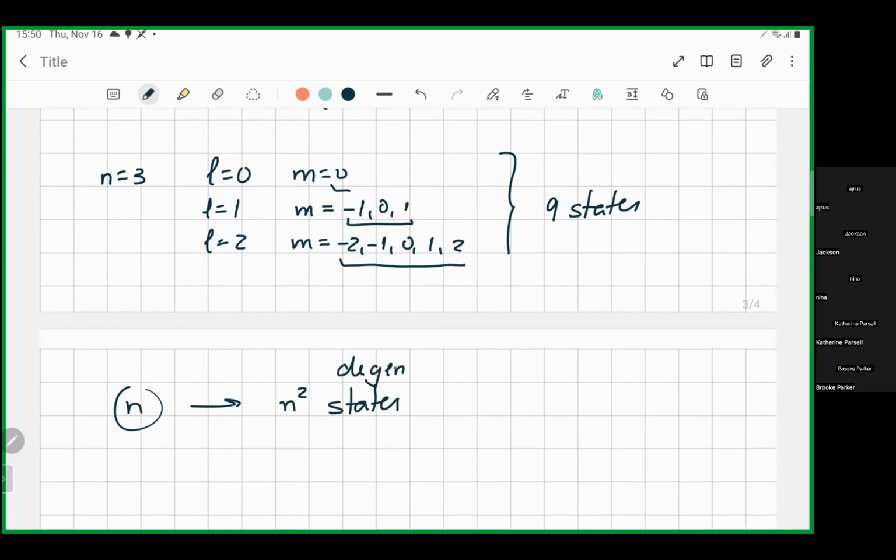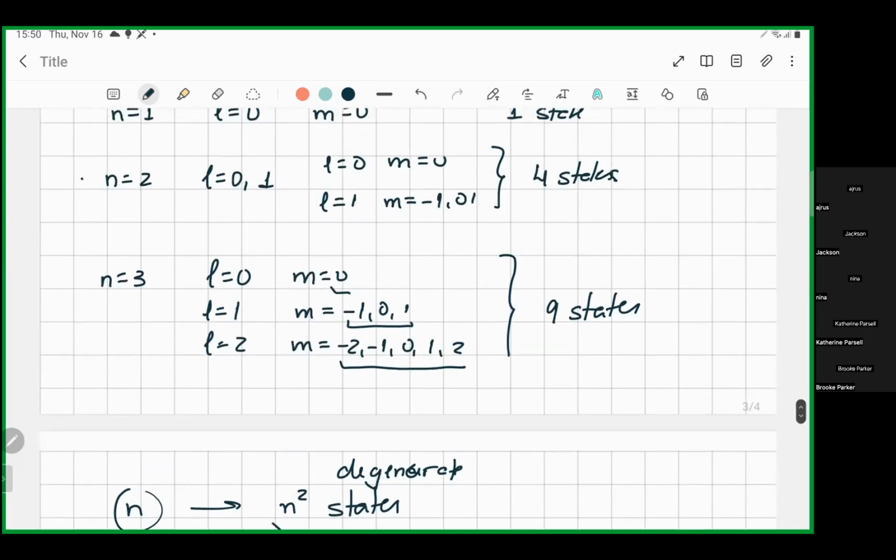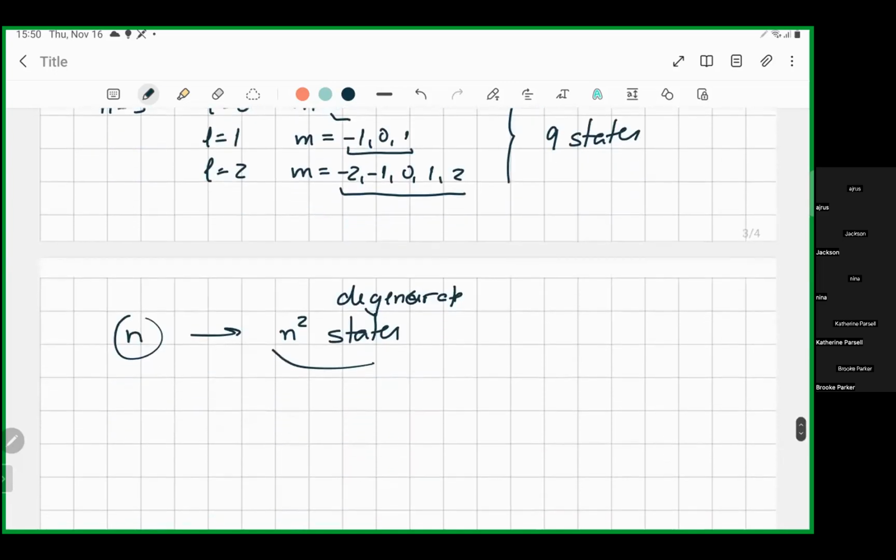N squared degenerate states, no? N squared states all with the same energy. And you could even come up with this. Well, either you go one by one as we are doing above, or you can come up with this with a sum.